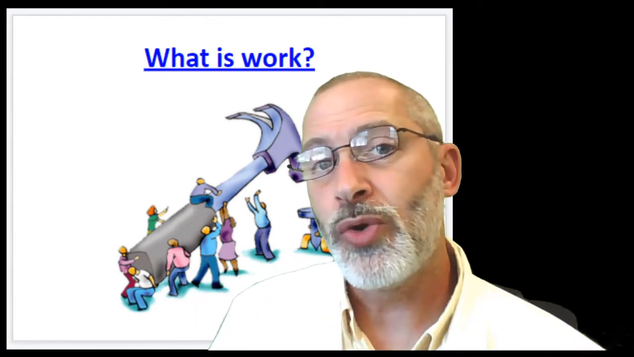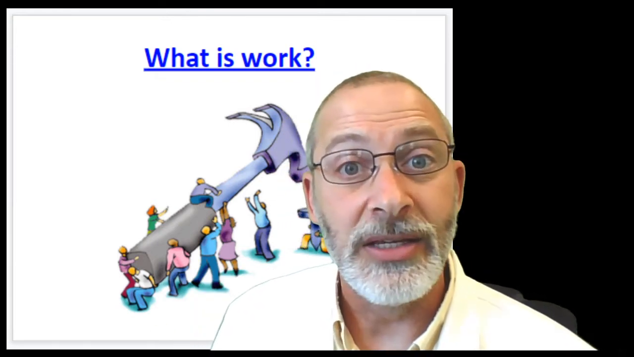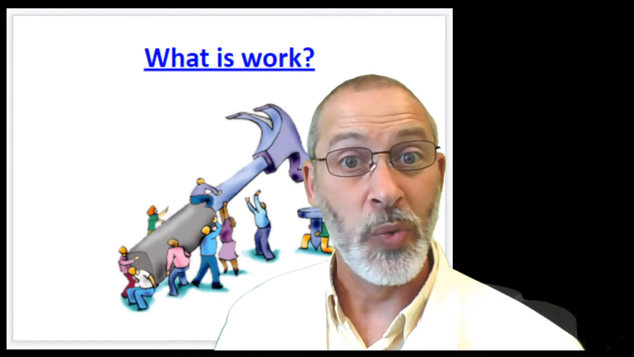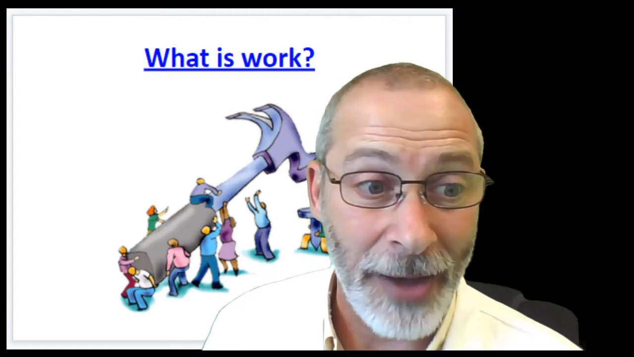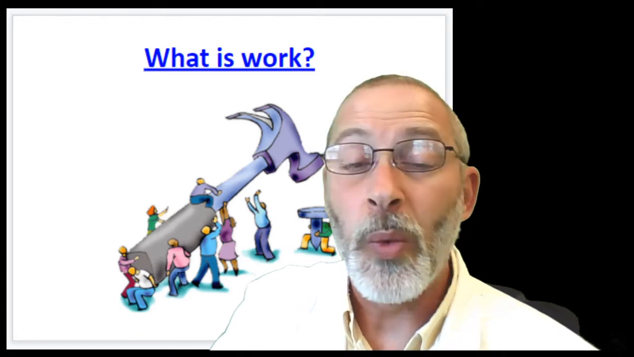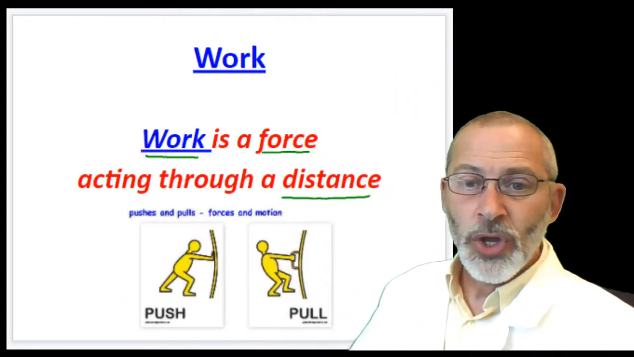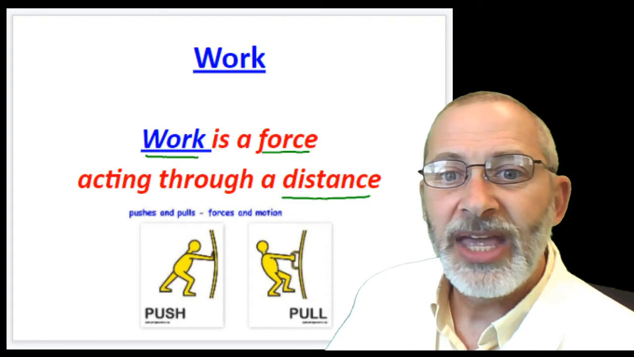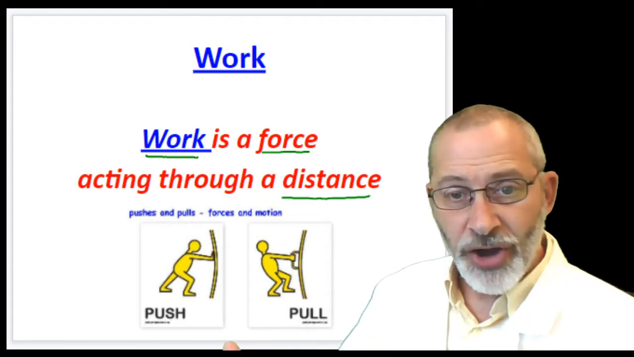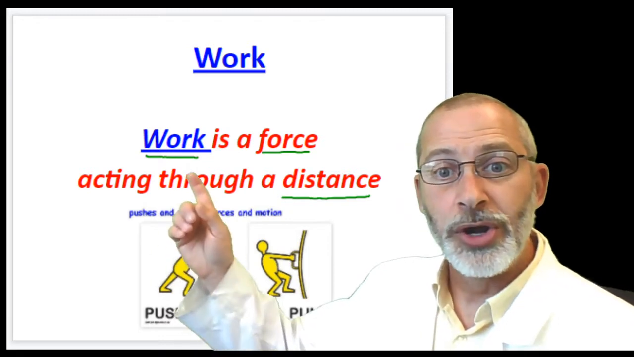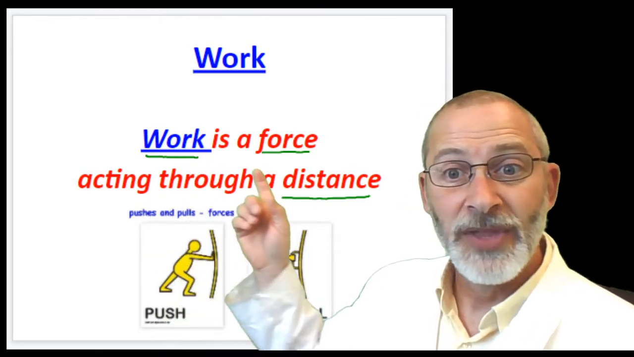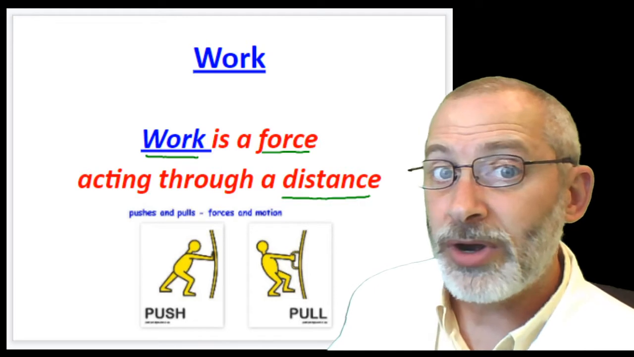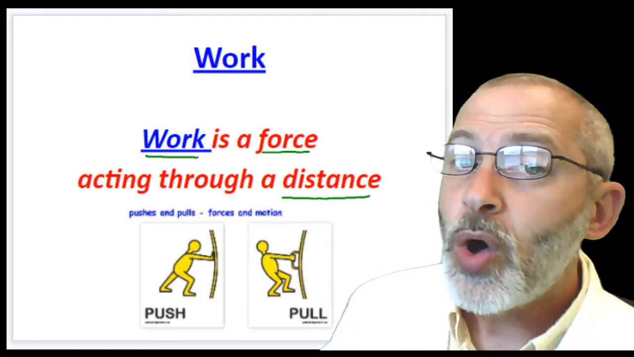Now, you answered according to your understanding of what work is. But as you know, in science class, we have very specific meanings for certain words, and work is one of them. So let's define what work actually is. Work is a force acting through a distance. And I've underlined some words here. The word work obviously is underlined. The word force and the word distance. These are very key words when thinking about work.